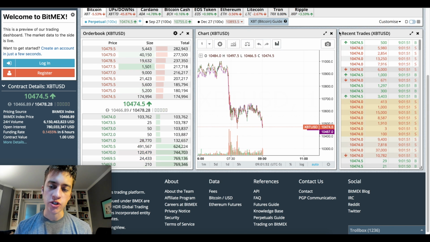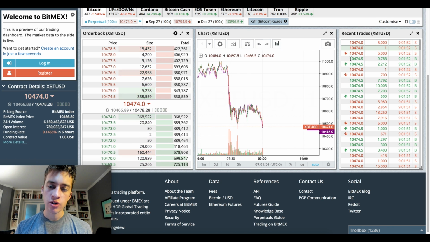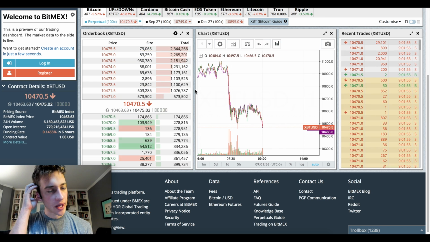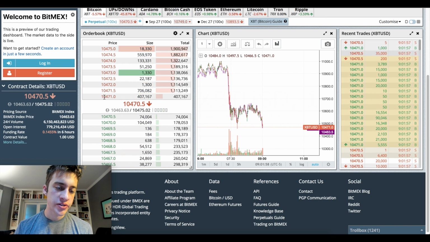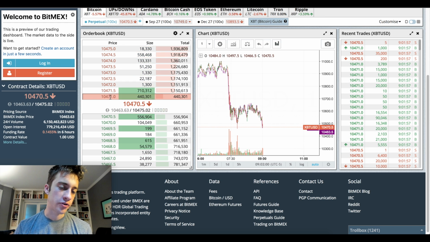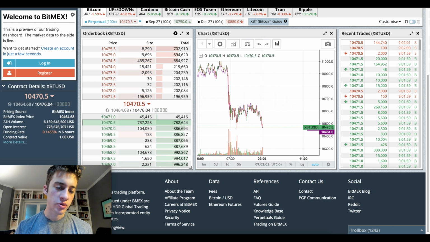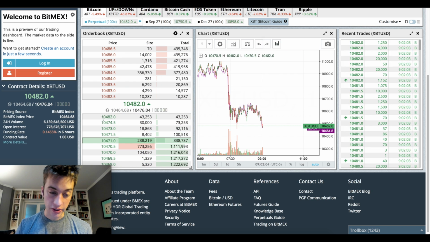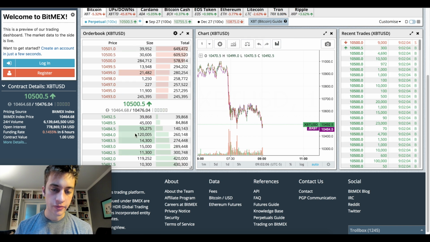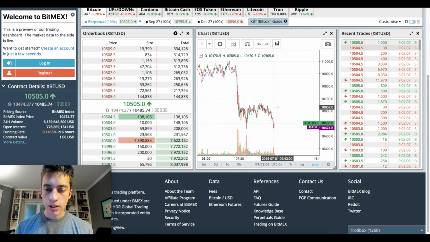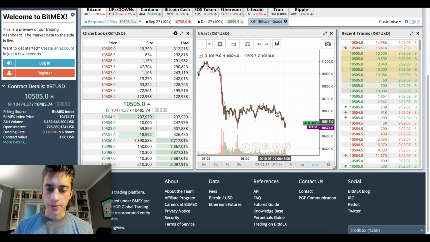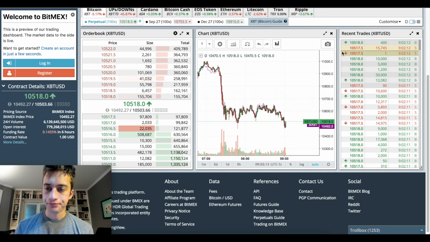Over here, you have recent trades. Green is market buys. Red is market sells. A market buy occurs when someone buys the best offer or the lowest offer in the order book. A market sell occurs when someone market sells or sells on the best bid in the order book. As you can see here, selling there. And we're in a period of high volatility that probably just did liquidate some people.